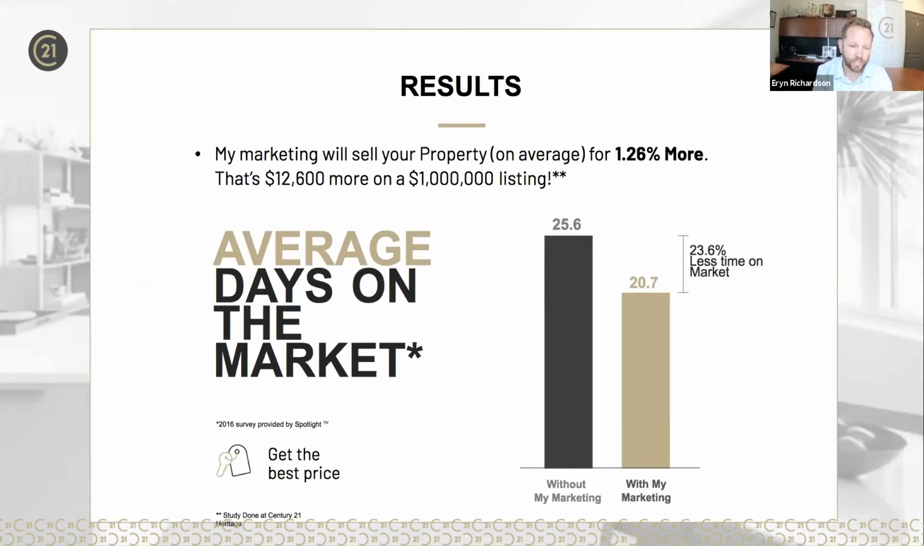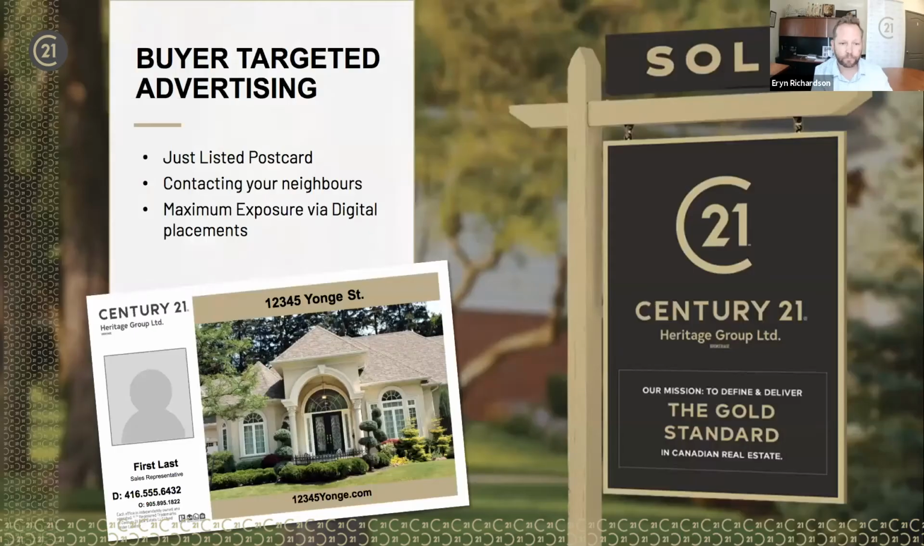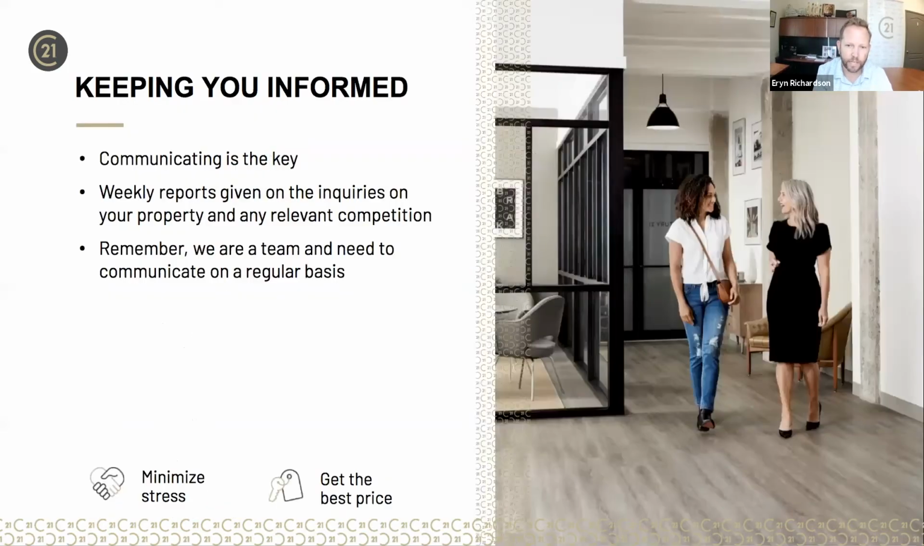So in this case study, we sold on average our properties in the Spotlight marketing program 26% more, which in this case was $12,600 on a $1 million listing. But I will tell you the difference these days between, again, 2 and 4 offers is huge, so it'll be even more than that. The buyer targeted advertising, I do send out just listed flyers to the area and around the home. Again, more opportunity for neighbors to pick their neighbors, bring in people, more offers, more money.